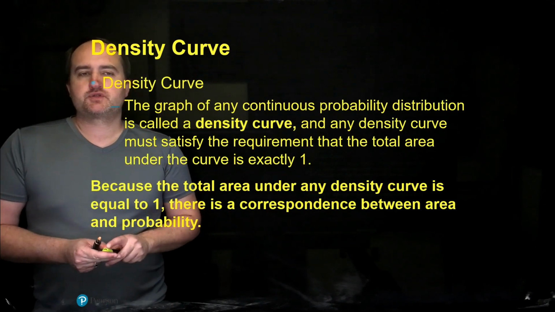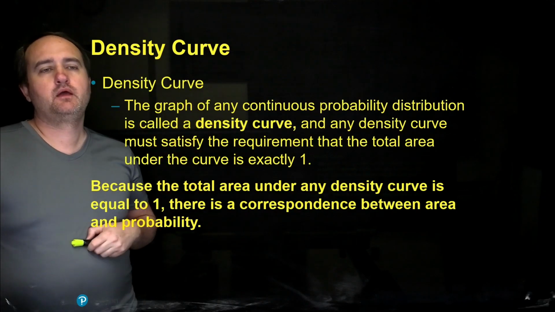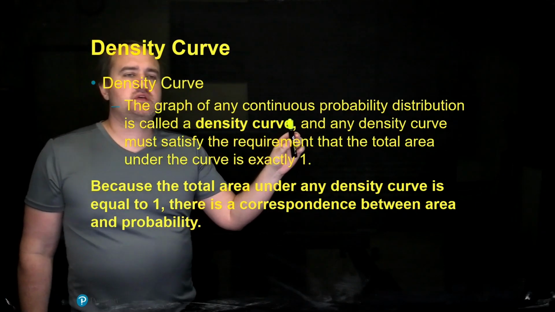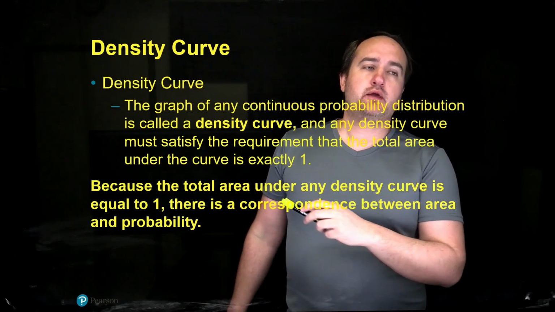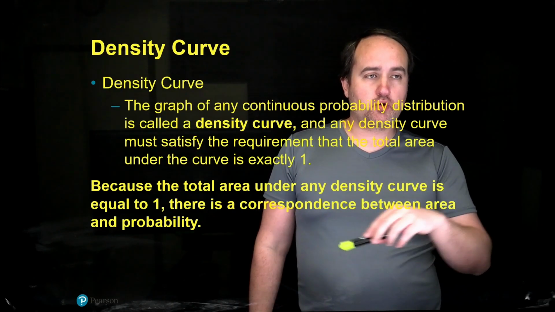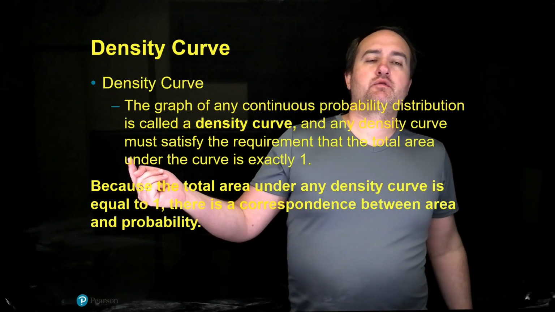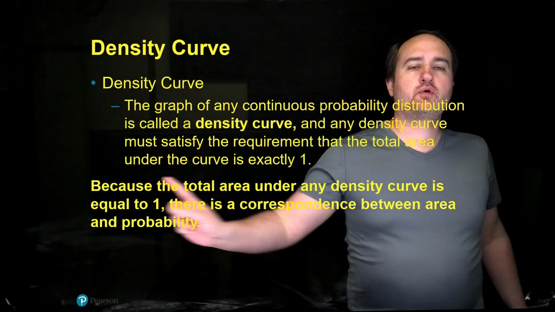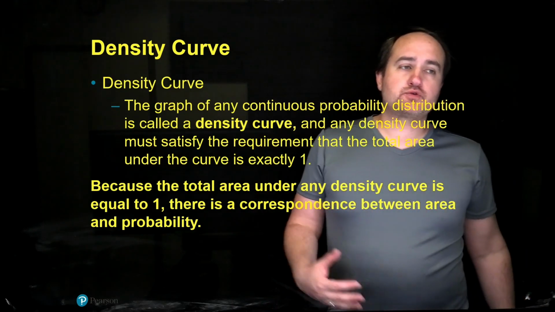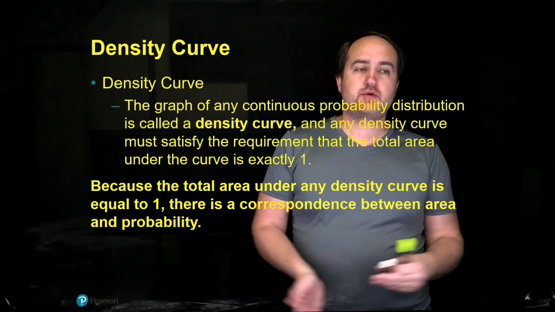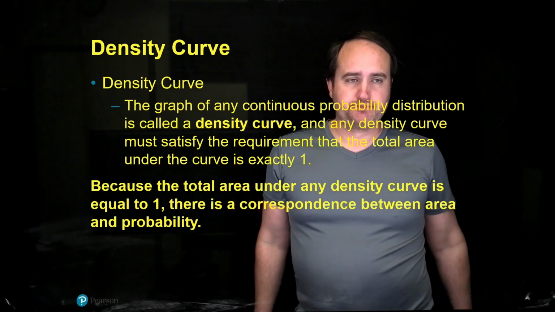So this graph that we've constructed, which was a rectangle, is called a density curve. And this is the graph of any continuous probability distribution. Obviously, it doesn't have to be a uniform distribution. It can also be a bell curve or a normal curve. For any density curve, it must satisfy the requirement that the total area under the curve is exactly 1. And that's true because 100% of the time, you have to be somewhere in the range of values that are given.